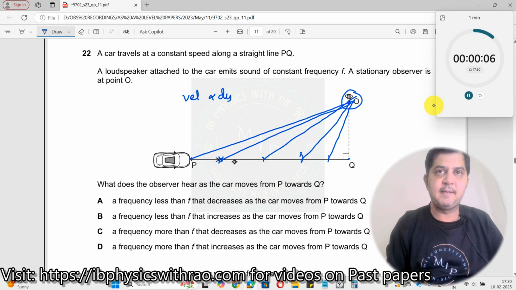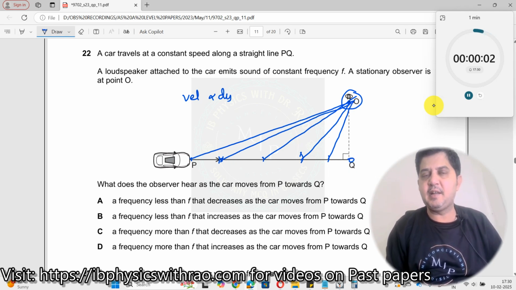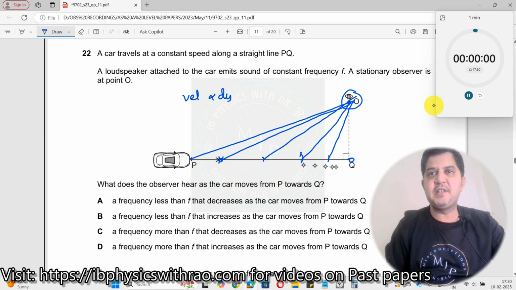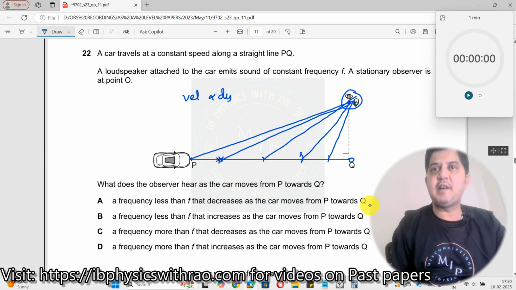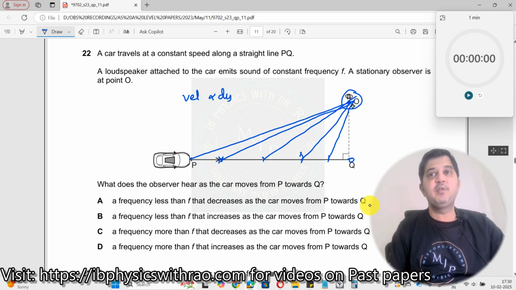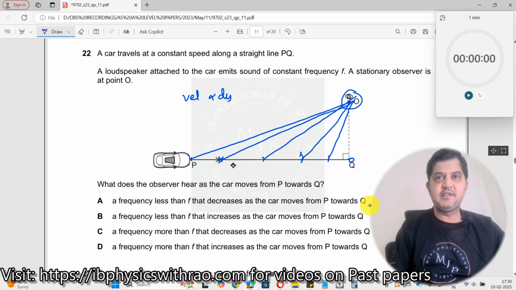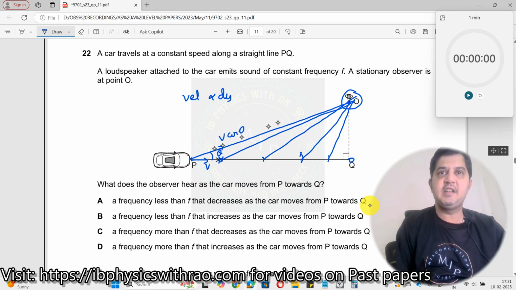Definitely the velocity is lesser. If the observer was here, then I can definitely say that the frequency or the pitch keeps on increasing as the car moves towards it. But since the observer is at a farthest point, you cannot apply that rule. Instead, you need to take the component of the velocity. If you take the component here, this is your V over here, this is your angle theta, so this would be your V cos theta.